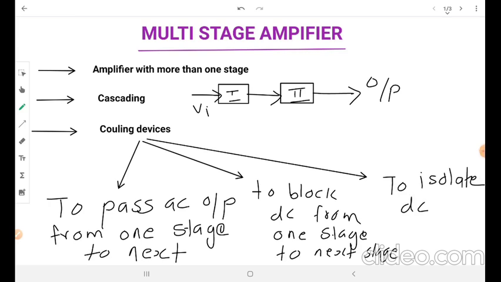That's about the multi-stage amplifier. That means it's an amplifier with more than one stage. Here the output from one stage is connected to the input of the next stage through some sort of coupling device. Coupling devices are used to pass AC output from one stage to the next, or to block DC from one stage to the next stage.